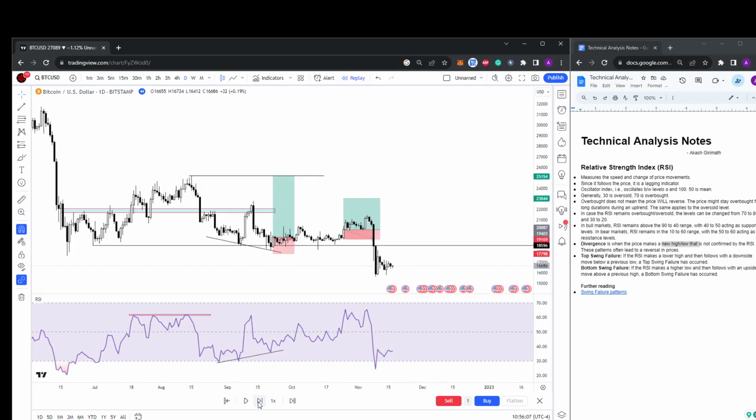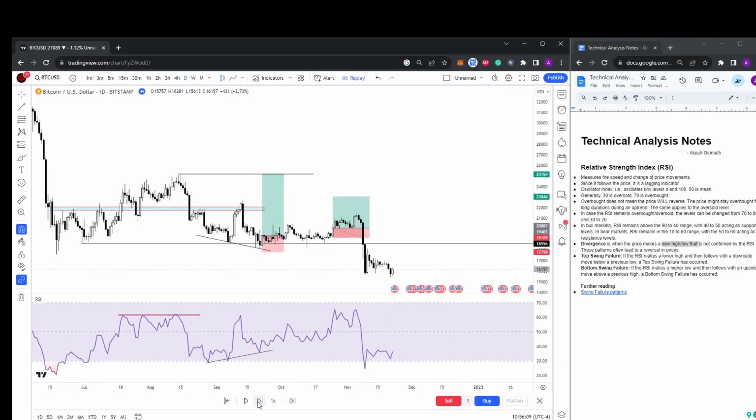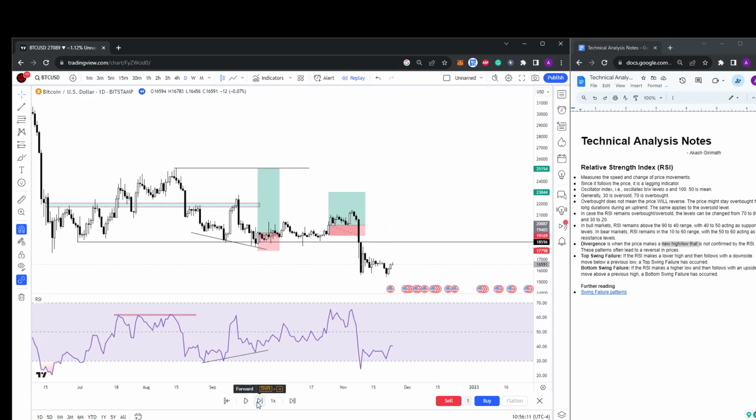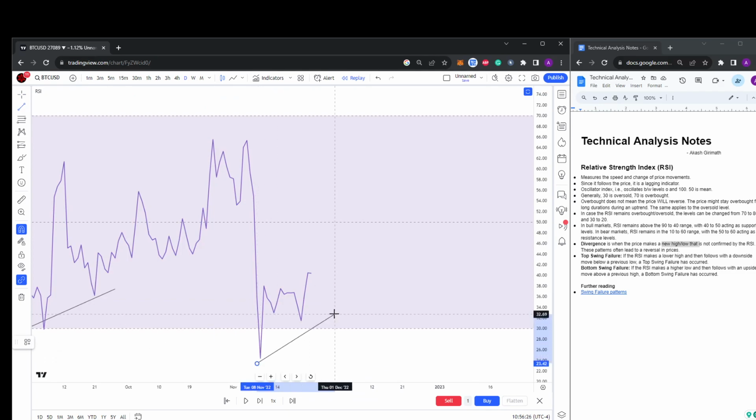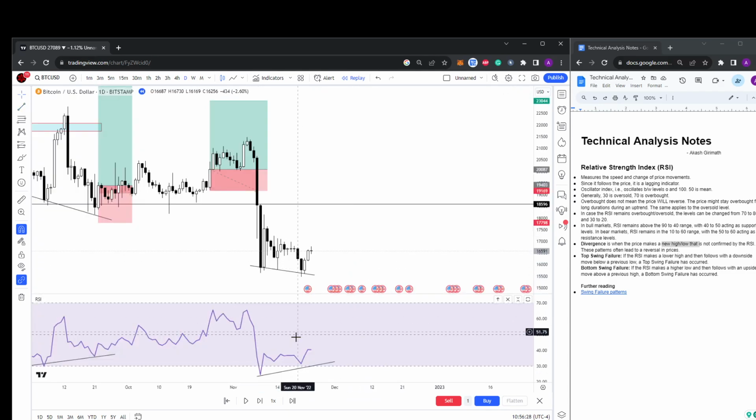But that basically concludes on how you should be looking at the price action and the RSI. Again, we have a bullish divergence here because price has clearly produced a lower low on the daily time frame here. But the RSI has not confirmed it, and instead it's produced a higher low. Right? So let's see.